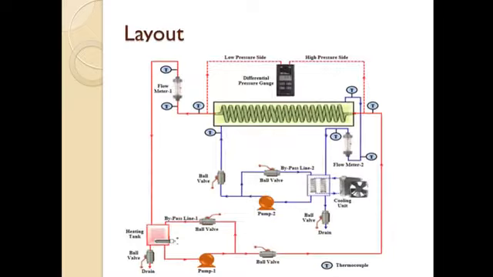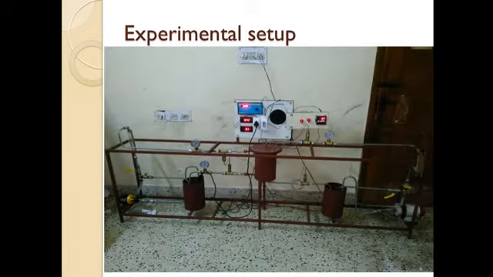This is the layout of our experiment. Here we have a shell and coil heat exchanger, which is connected to a hot circuit and a cold circuit. The hot fluid flows through the copper coil, and the cold fluid flows through the shell. All the arrangements are made to get our required values like temperature and pressure inside the circuit. And this is the final experimental setup which we use to test our nanofluids.